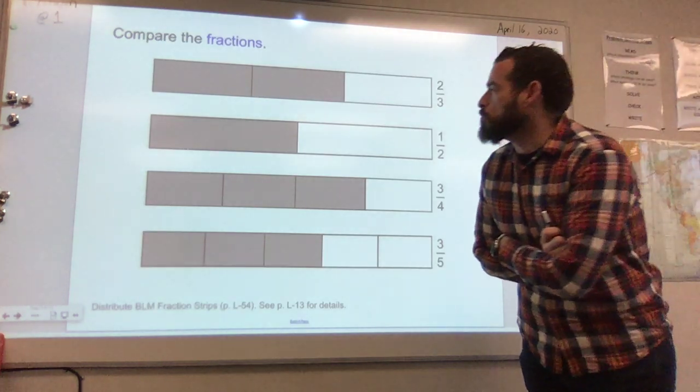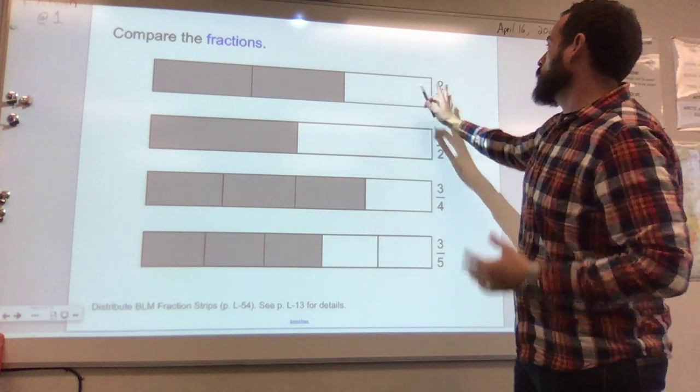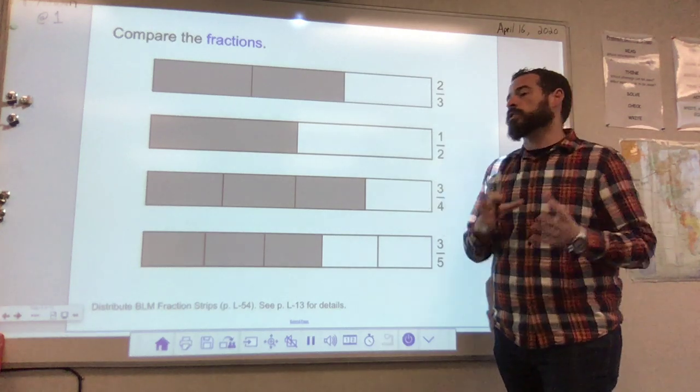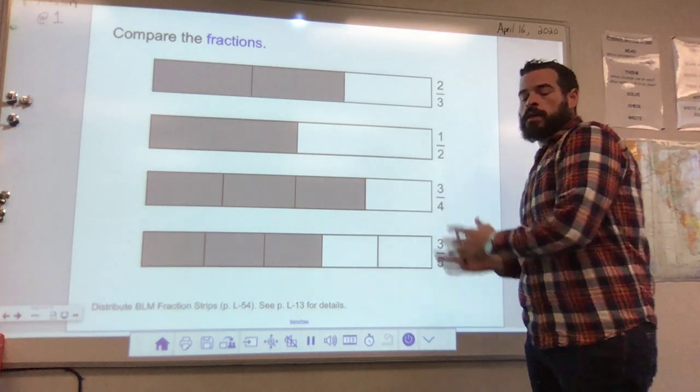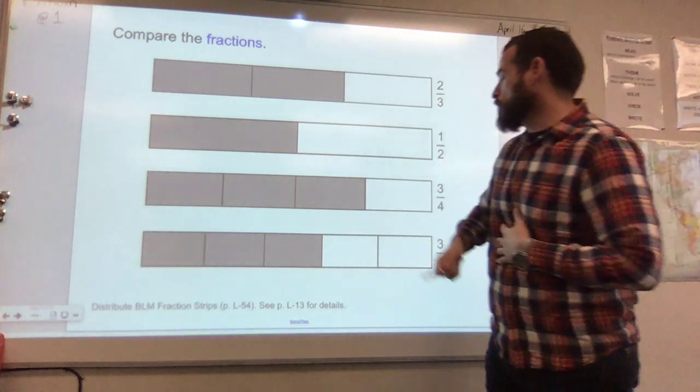To the next one, comparing the fractions. So basically what we want to do here is look at each of these fractions and then compare them. We can order them. We can say which one's greater than which one. And I'll just show you how to do that really quickly.